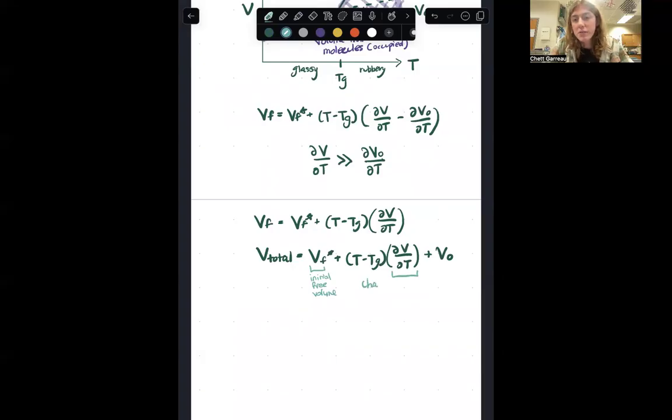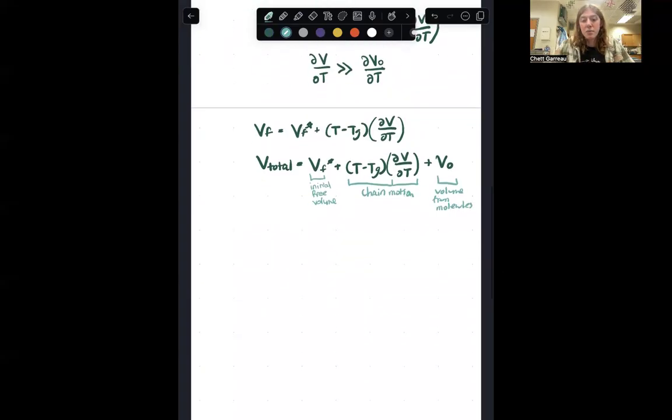We can think of VF star as just the initial free volume, again, the chain motion, and the occupied volume. And so it's important to note that this is the case for the rubbery region, because we'll see a different trend in the glassy region where it doesn't have that increase.